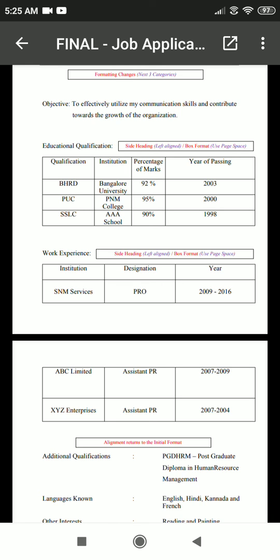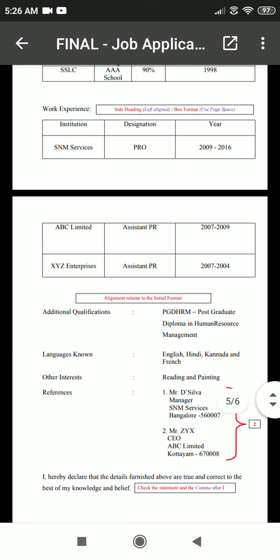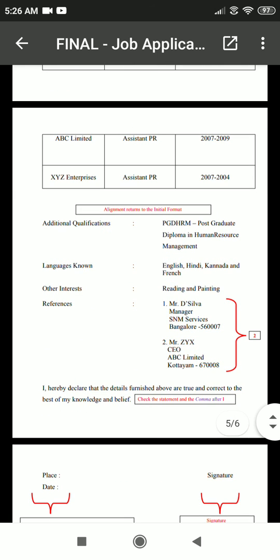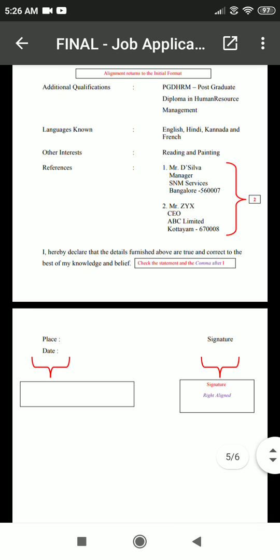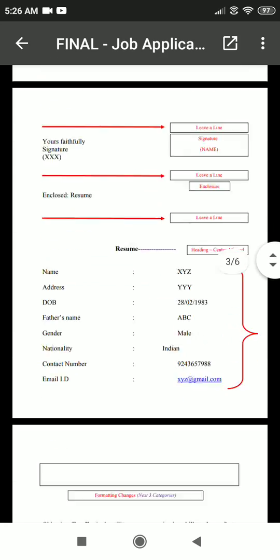Leave a line, work experience. It can be institution, designation, and year. Make sure that you make a box and then you write. It's very important. The same format can be followed in all of your exams. Not only exams, even when you're submitting your resume. This is a standard best resume, so please do follow it. And then leave a line, additional qualification, languages known, other interests, reference, declaration statement, and then further I just wrote my place and date on my left side, and on my right side I've just written my signature. So guys, this is the entire resume.